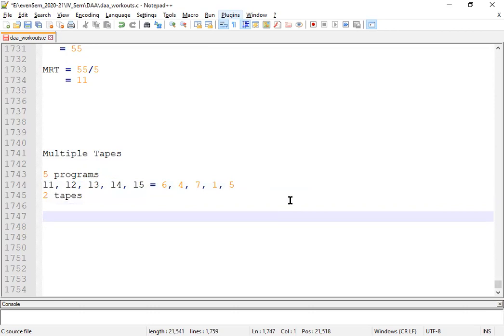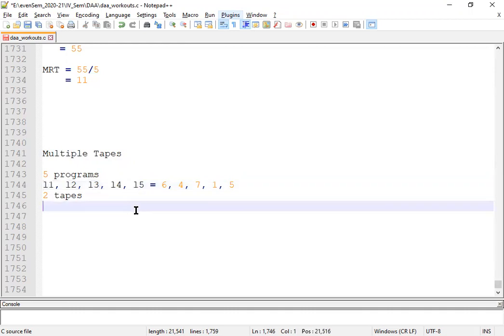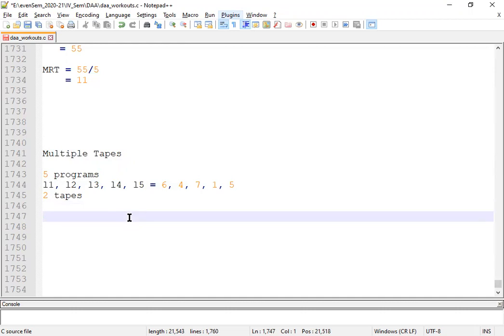2 tapes means physically there are 2 different magnetic tapes, and on those 2 tapes we are going to store these 5 programs. We are not going to duplicate them; we are going to pick a few of them. A few will be stored on one tape, and the remaining will be stored on the second tape. Now the strategy goes in a similar way. First, we will rearrange them in ascending order.